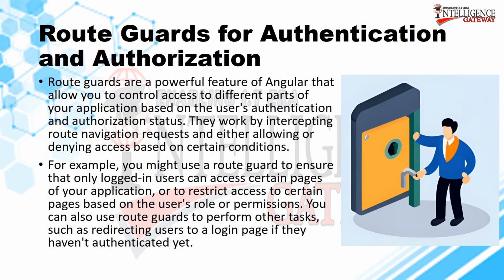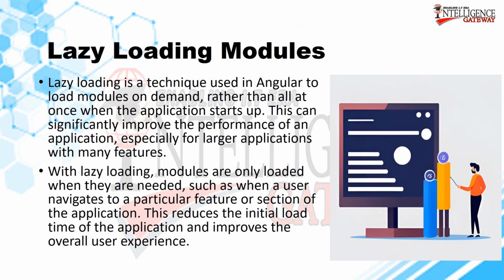For example, you might use a route guard to ensure that only logged-in users can access certain pages of your application, or to restrict access to certain pages based on the user's role or permissions. You can also use route guards to perform other tasks, such as redirecting users to a login page if they haven't authenticated yet.